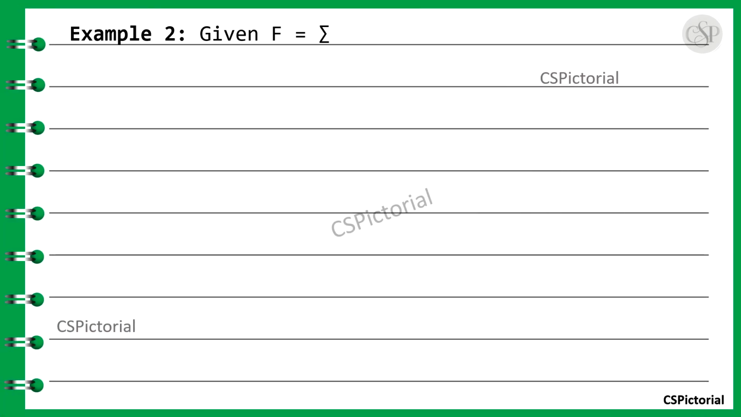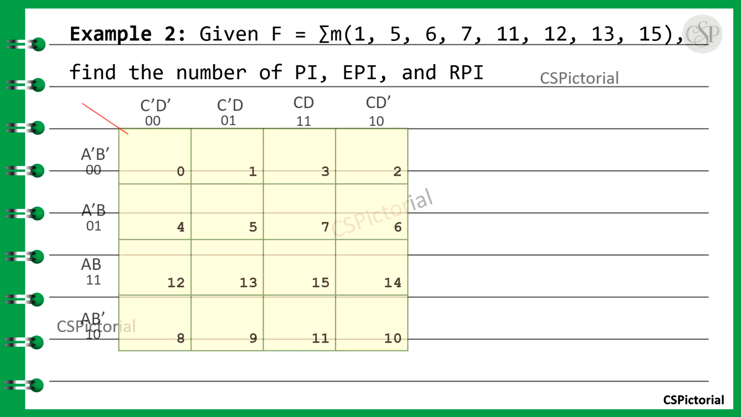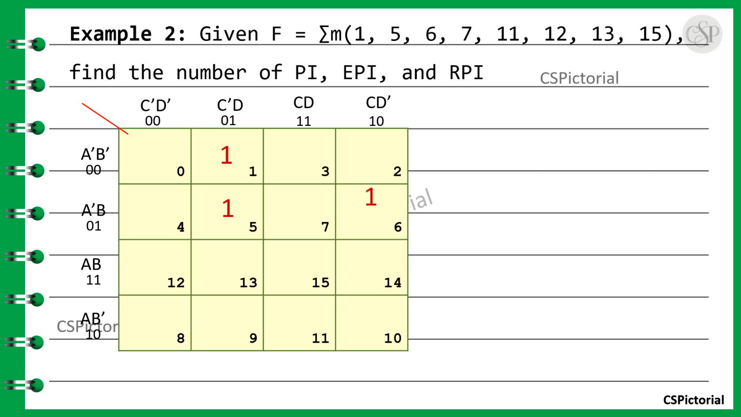Here is another example to make your understanding much clearer. Start by filling up ones in blocks of K-map respective to the minterms. It is always a better practice to first number out the cells of the K-map, then start filling up the cells. In this example, place 1 in the cells numbered 1, 5, 6, 7, 11, 12, 13 and 15.